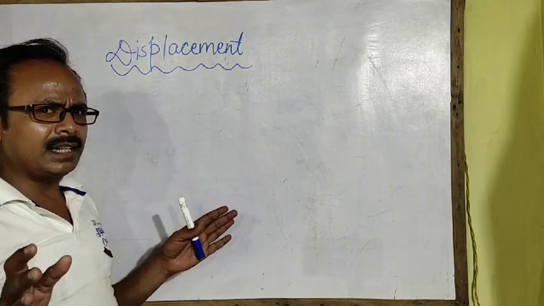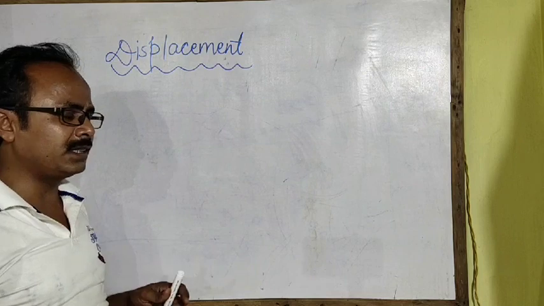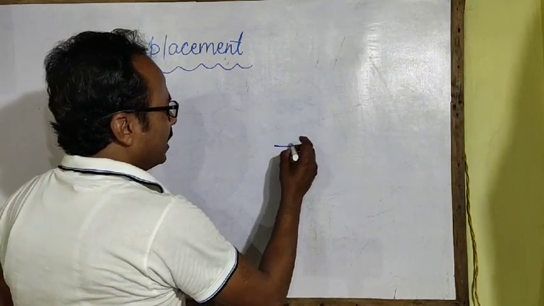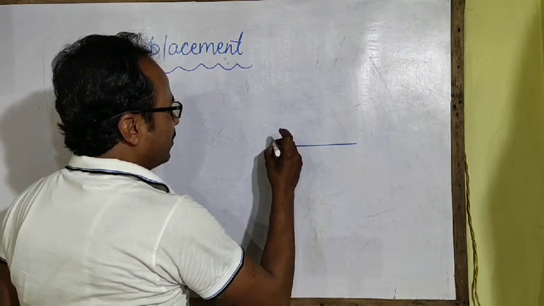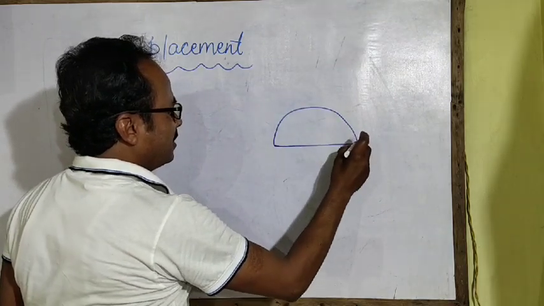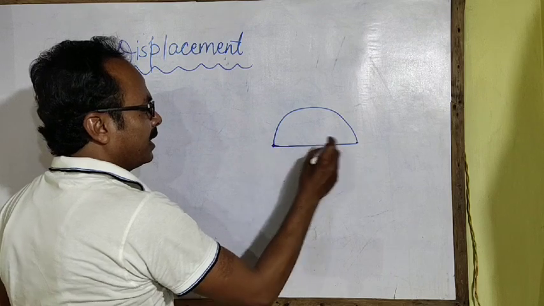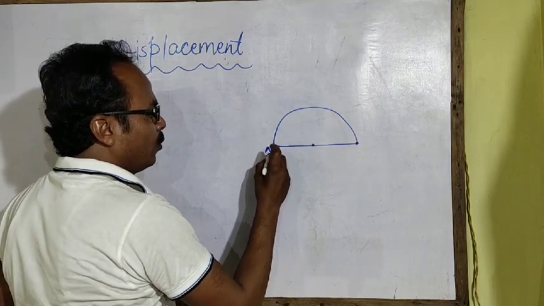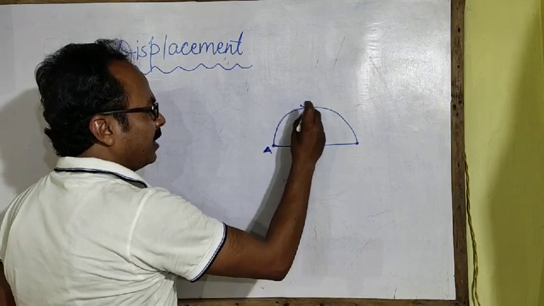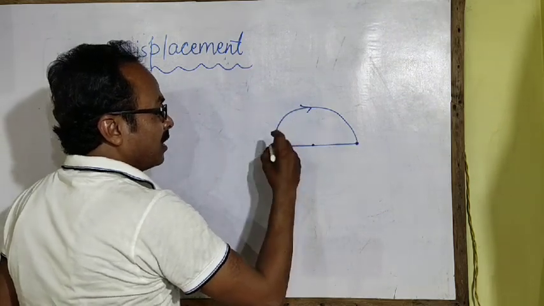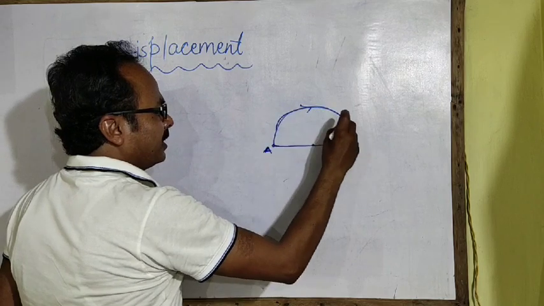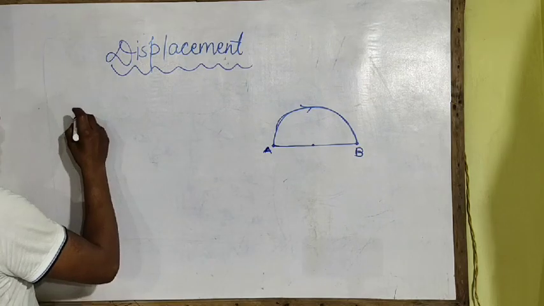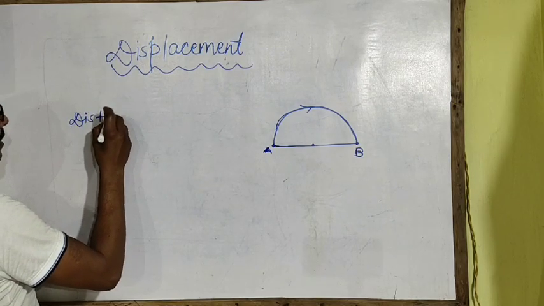Another thing that must be cleared, suppose the body has traveled along a semicircular path, means it has traveled from point A and covering this semicircular path, it reached the point B. So what will be the distance covered?